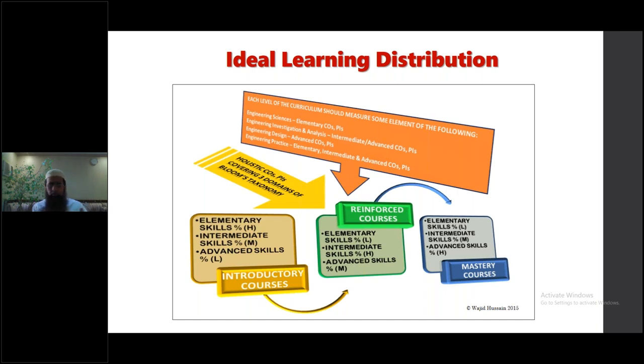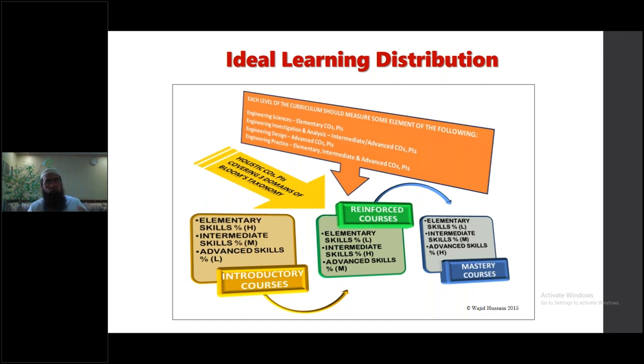So when you look into these various levels, the skills have to be a proportion of all of these elementary, intermediate, advanced in each of these course levels. But in introductory courses, you should have a higher proportion of elementary skills and a lower proportion of advanced skills. In mastery courses, you should have a higher proportion of advanced skills and a lower proportion of elementary skills. That applies for all three domains.